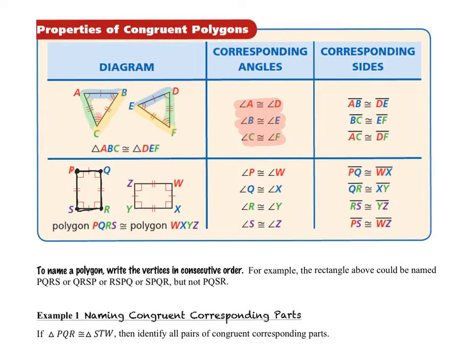So we can name this polygon PQRS, but you could have picked a different starting point. You could start at R, for instance. If I start at R and I decide to go to Q, then I would say RQPS.